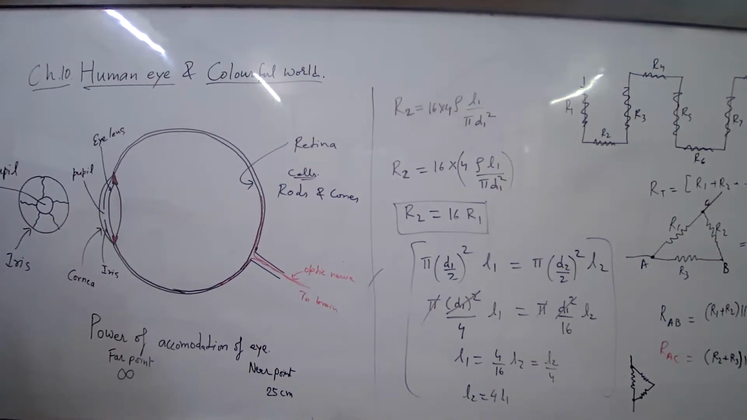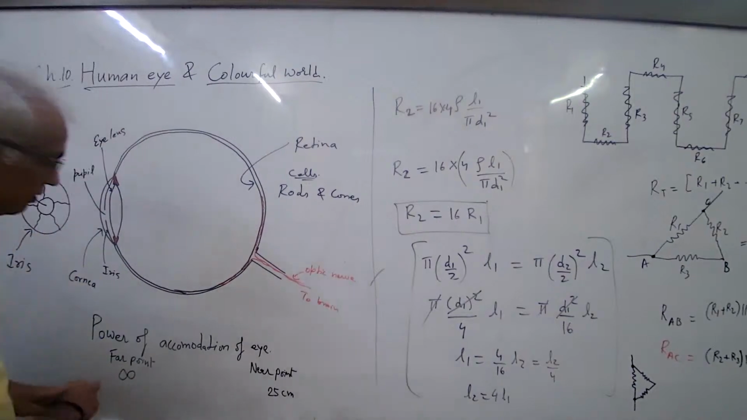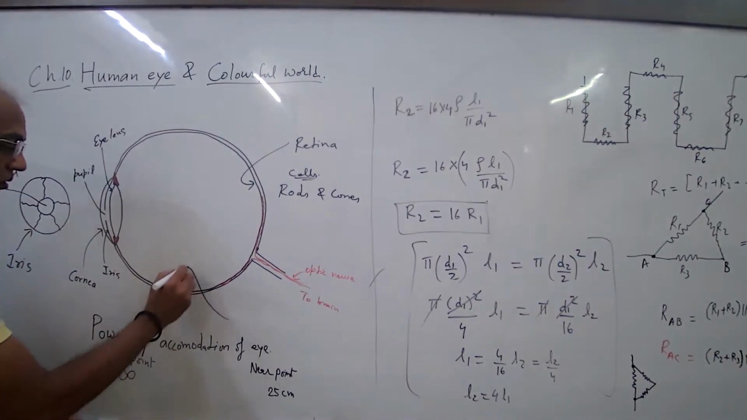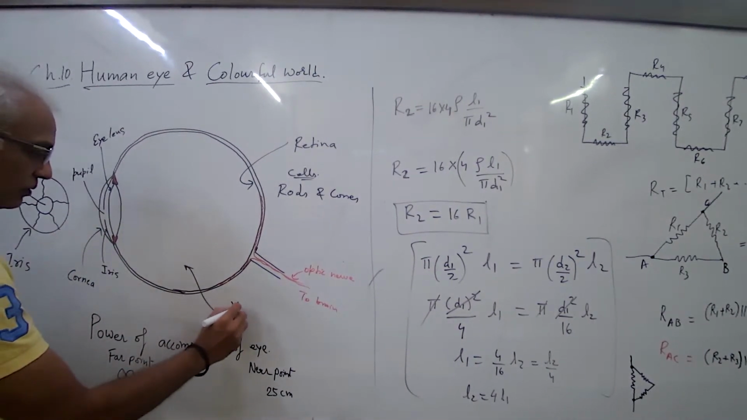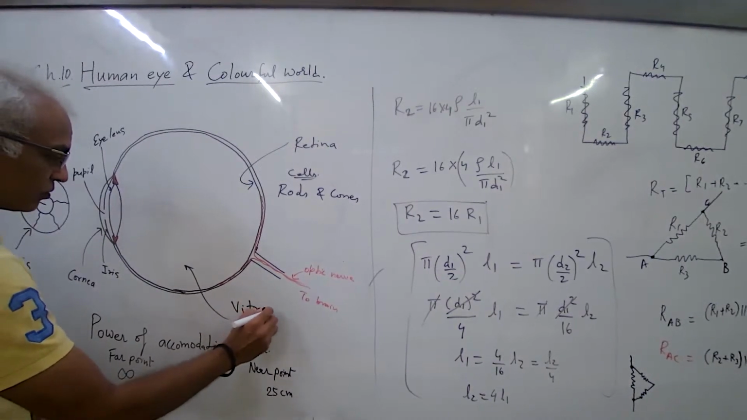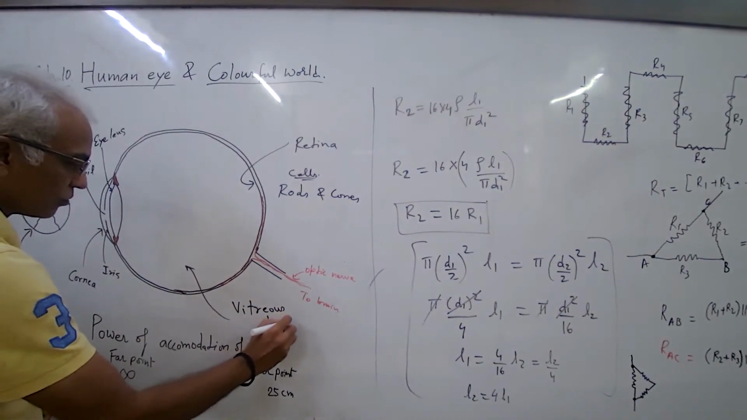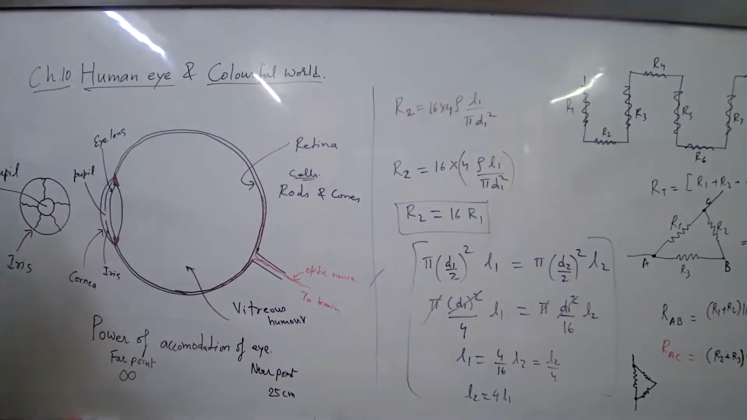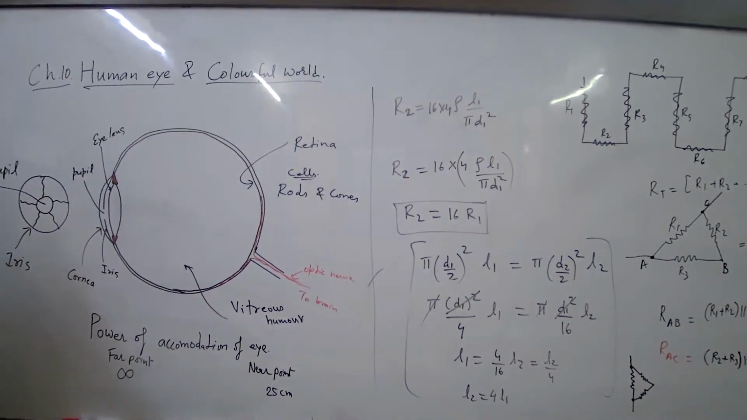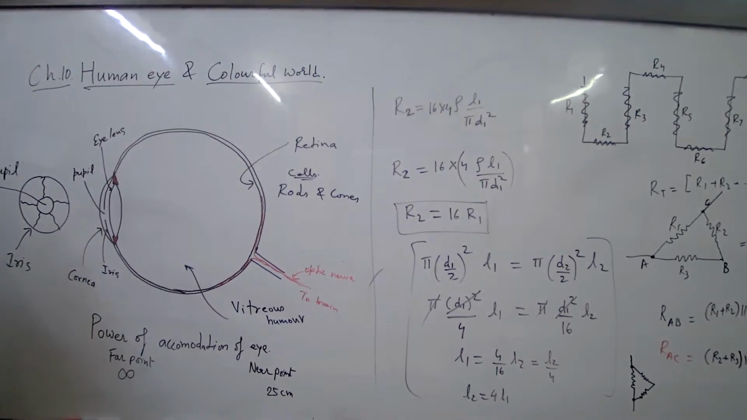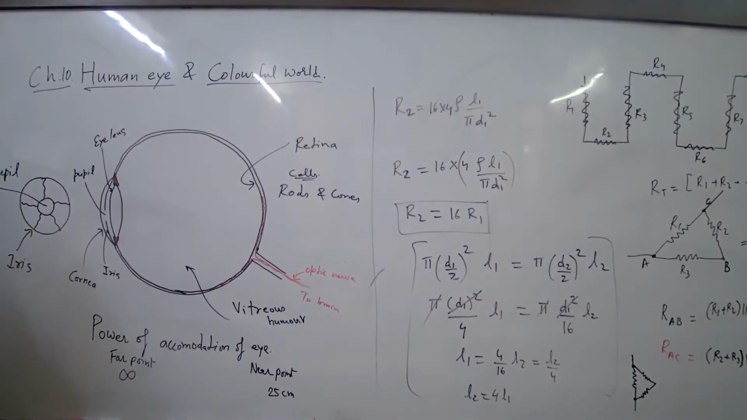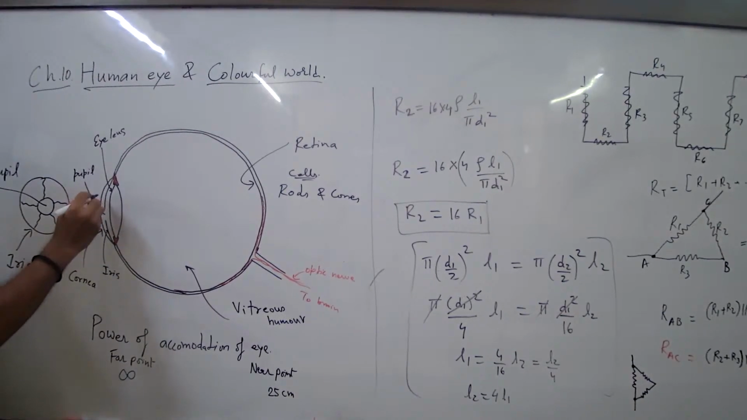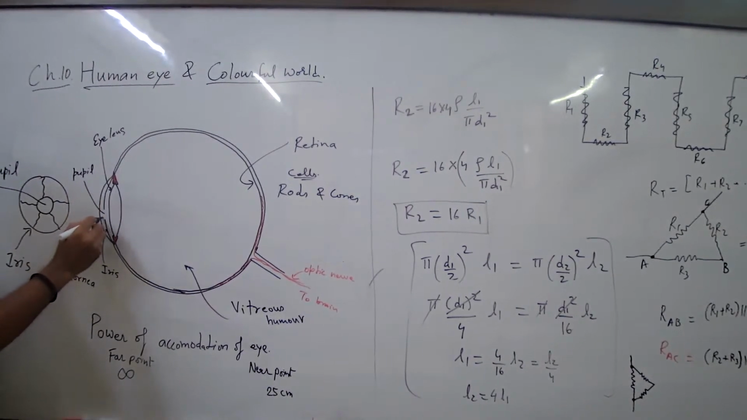Is that clear? Now inside this eye, we have some fluid which is called vitreous humor. It's not empty, there's a fluid in it to give it a proper spherical shape. When you fill a balloon with water, it will be spherical in shape. Just like that. And there is some fluid here also. That fluid is called aqueous humor.